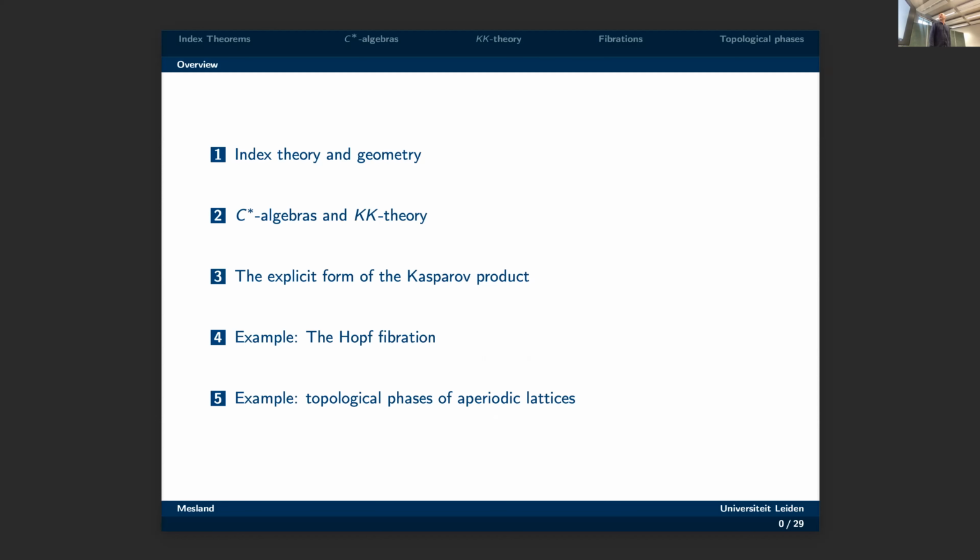Yeah, so this is an outline. I will talk for quite a while about index theory and geometry in the manifold setting, because there will be a lot of motivational results there that I think will speak to most of you. And then, like Francesca, move into the C-star algebra realm and translate some notions and then give some examples. So that's the plan of the talk.